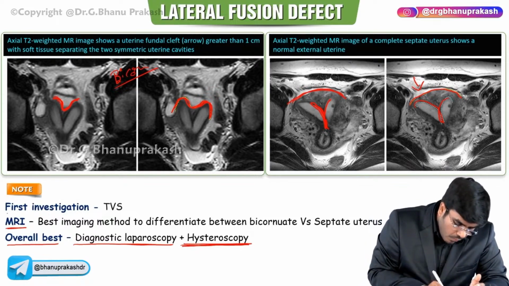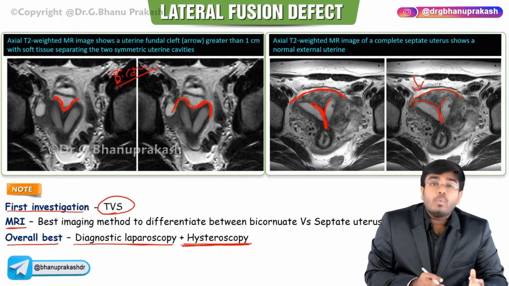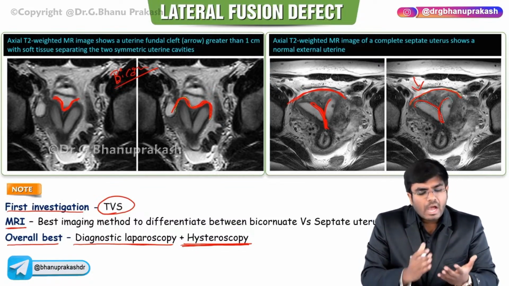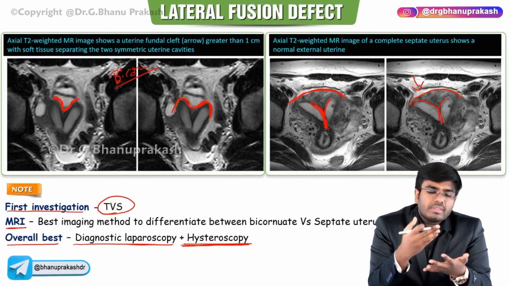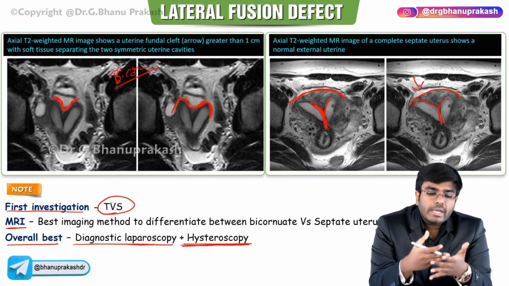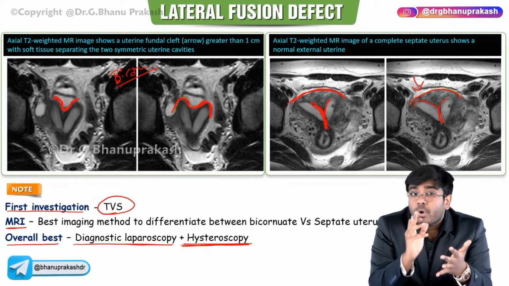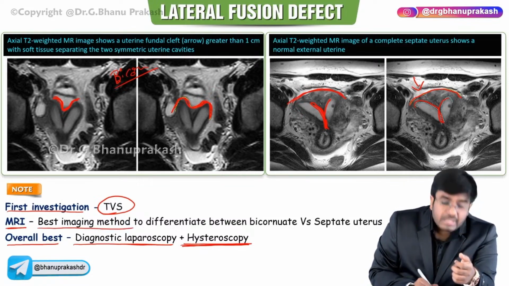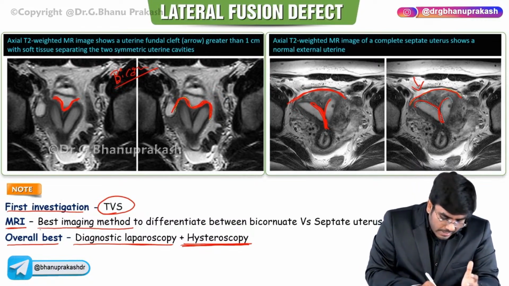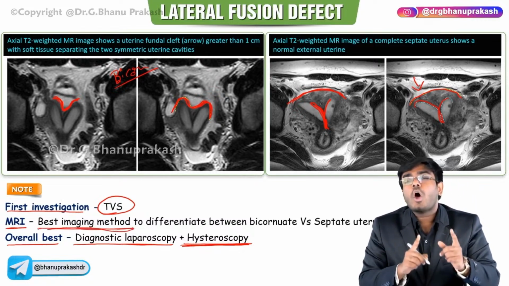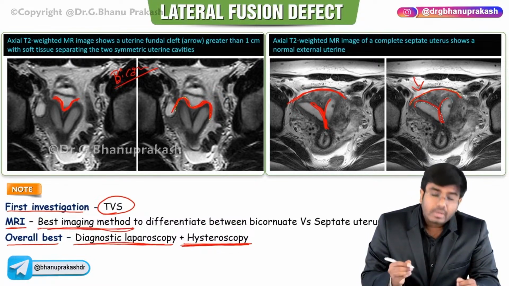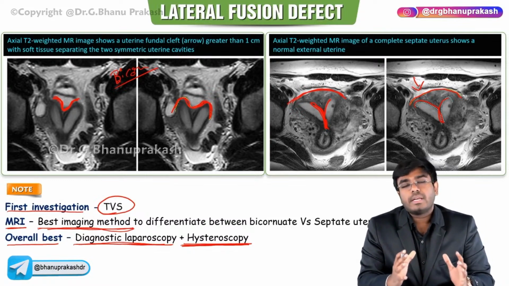But if someone asks you what is the first investigation to be done? For Müllerian anomalies, the first investigation is transvaginal ultrasonography. After that, you can go with the hysterosalpingography, but here the results are not that clear. So, you can do MRI. See guys, the important point is MRI is the best imaging method. In radiological methods, MRI is best. But the overall best is diagnostic laparoscopy along with hysteroscopy. Okay, so this is something about the radiological tests.